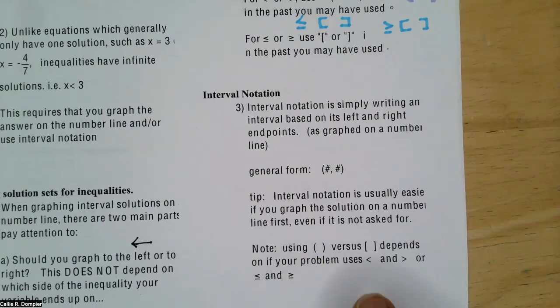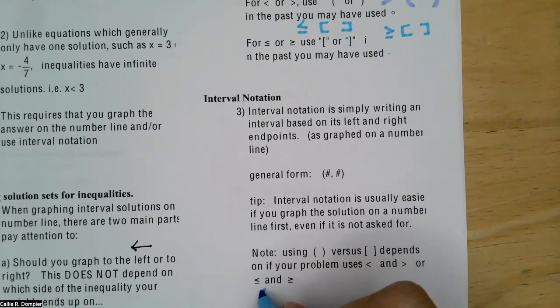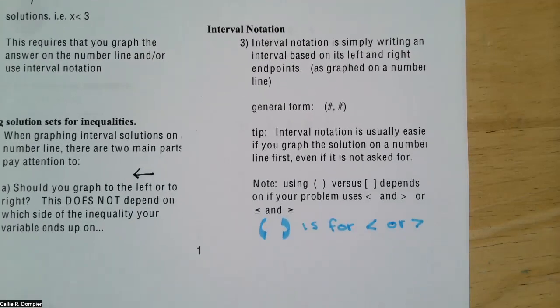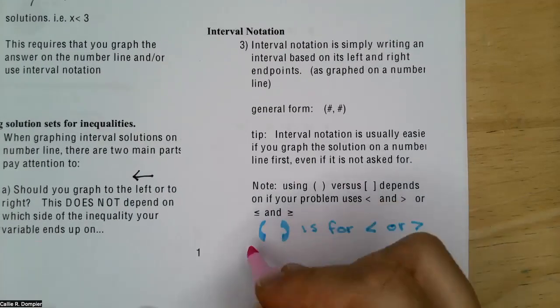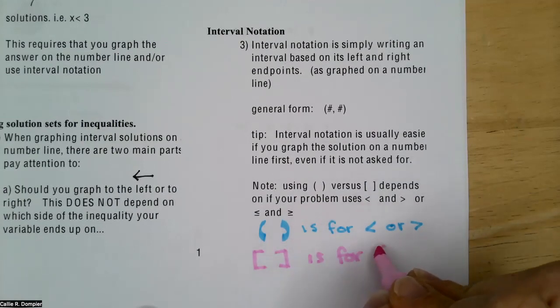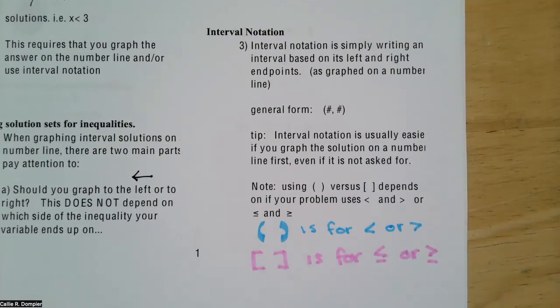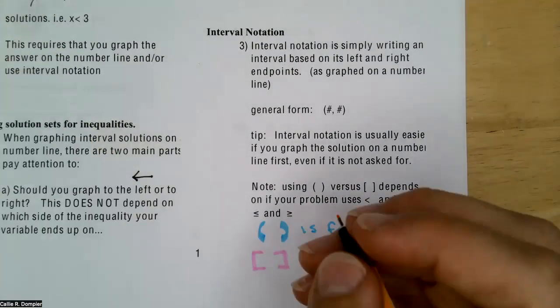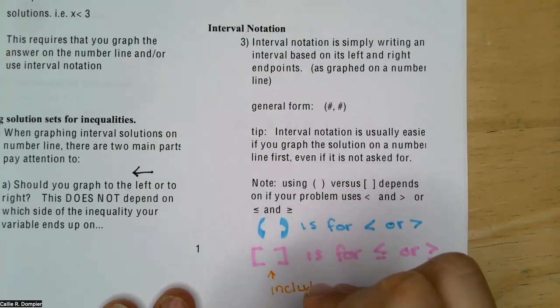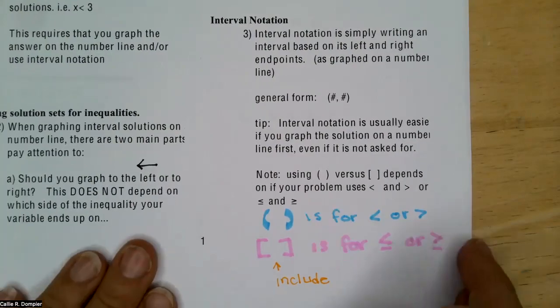Using parentheses in interval notation is for these symbols. Brackets is for these symbols, okay? The brackets mean including, to include it, okay?